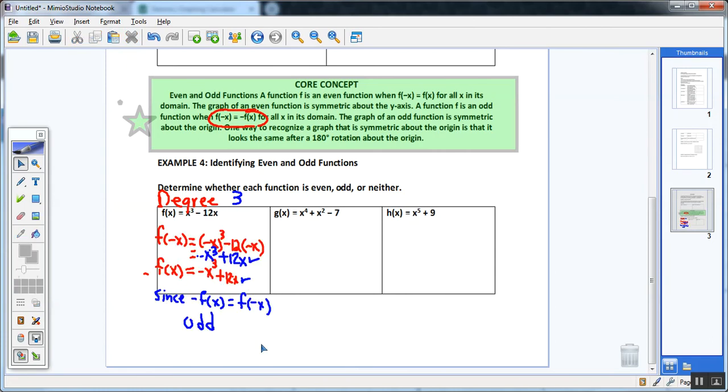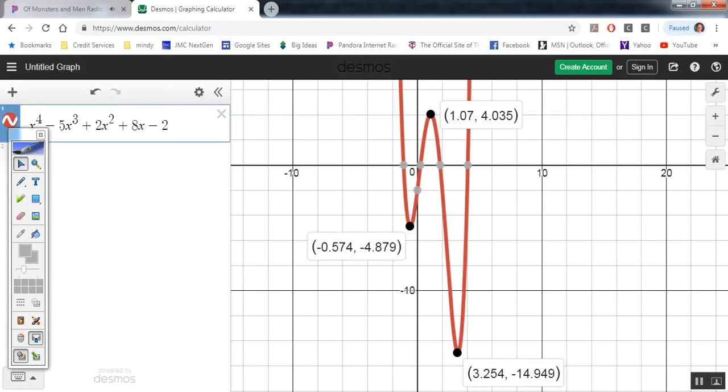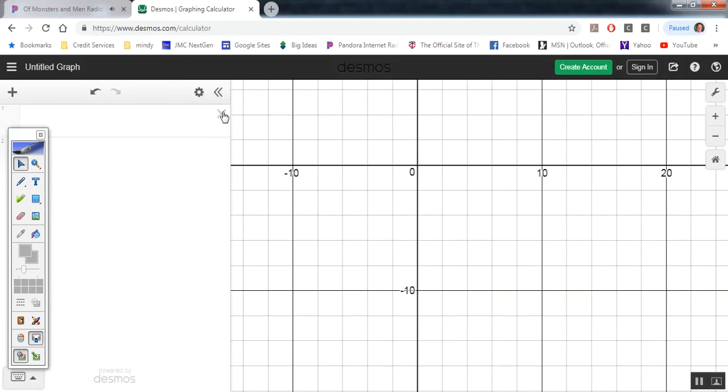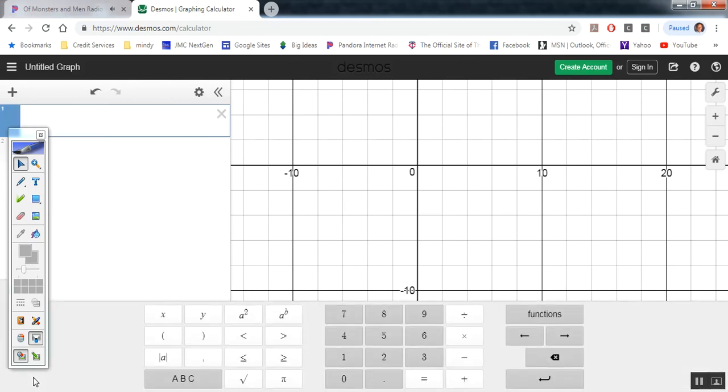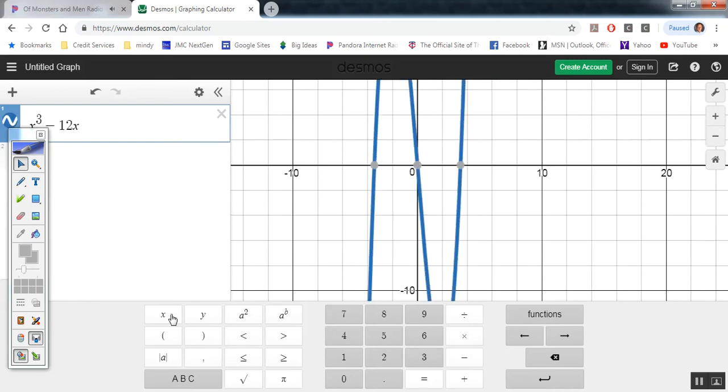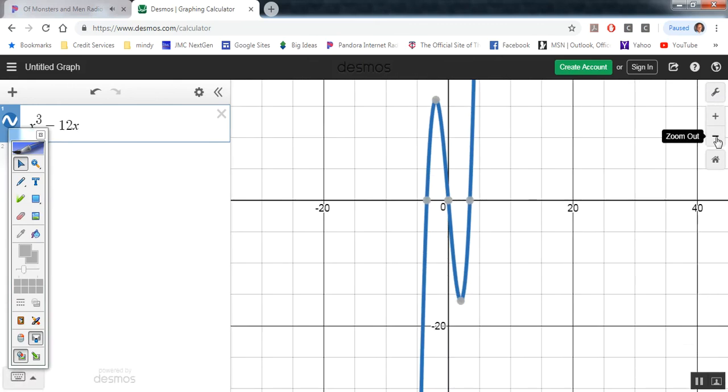Now, just looking at decimals, what does this look like graphically? Somebody read that function that we just had. Was it x to the third minus 12x that we started with originally, kids? Yeah. Okay, so let me punch that in there. X to the third minus 12x. Kids, first of all, does the graph go through the origin?